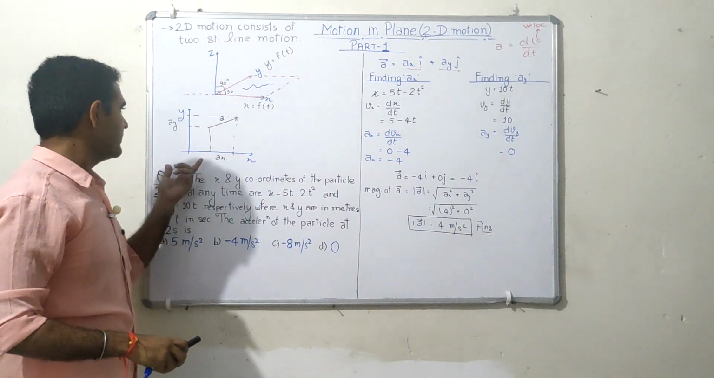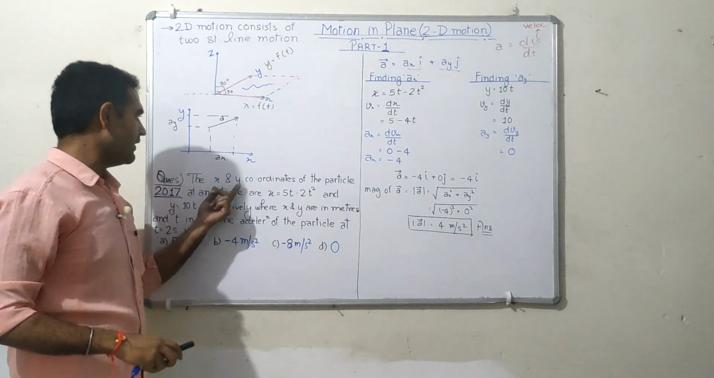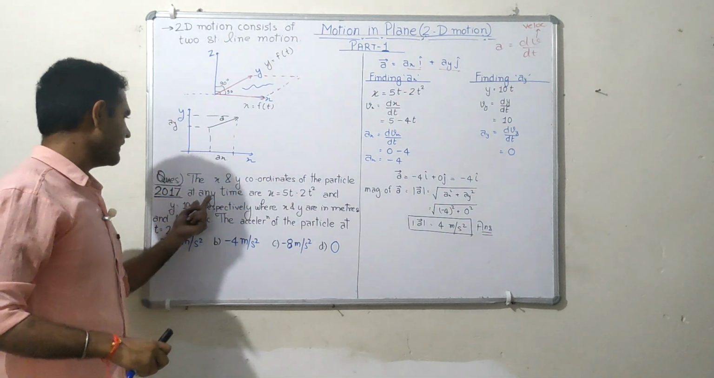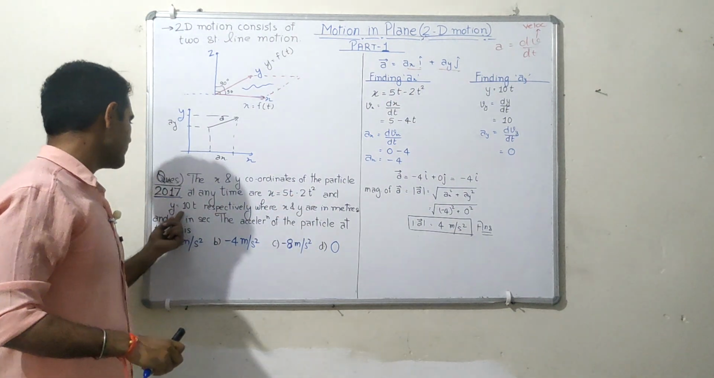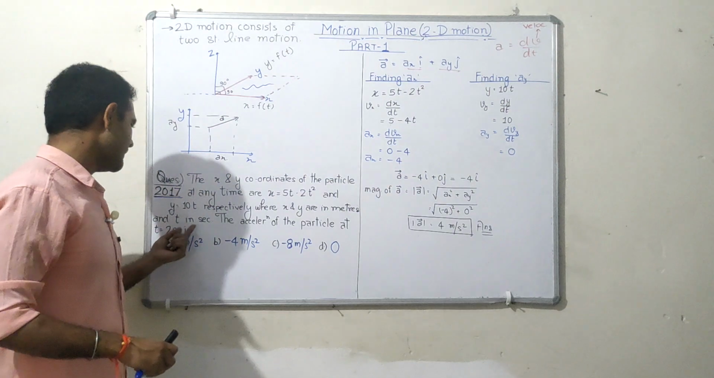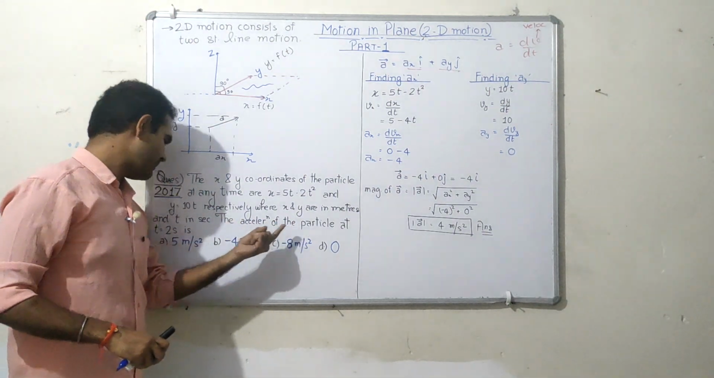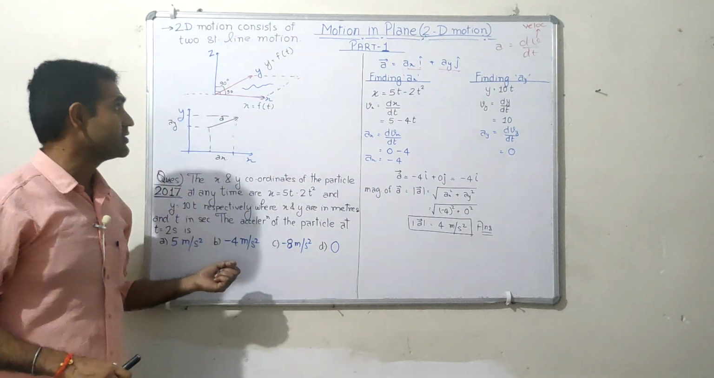Let's see this question before. The question is: the x and y coordinates of a particle at any time t are x equal to 5t minus 2t square and y equal to 10t respectively, where x and y are in meters and t in seconds. The acceleration of the particle at t equal to 2 seconds is. These are the answer options.